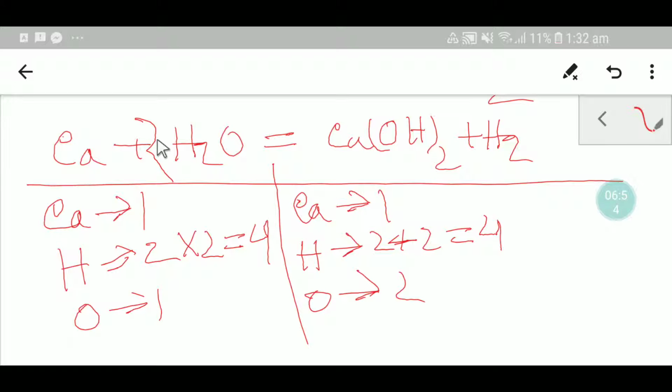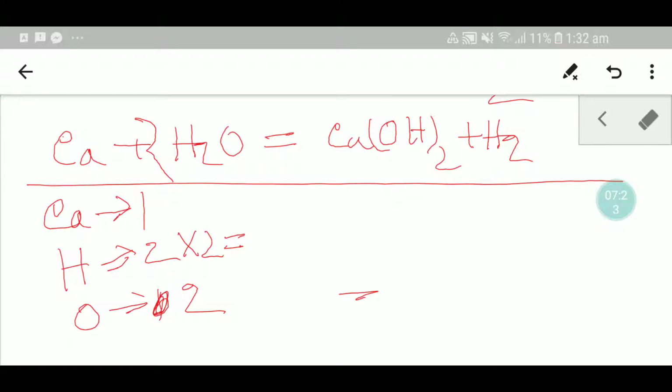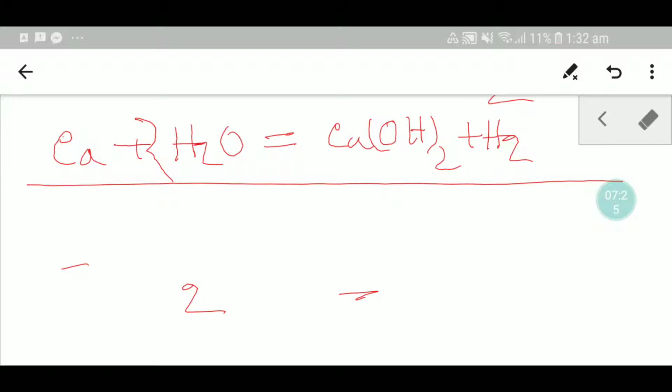If I place here 2, the number of oxygen will be changed, that is we are getting here 2 oxygen, right? Now we have 2 oxygen, 4 hydrogen, 1 calcium. So this is the balanced reaction. I am going to show you the second way to balance this equation. I think it will also be helpful in your exam hall, right? So how to do that?